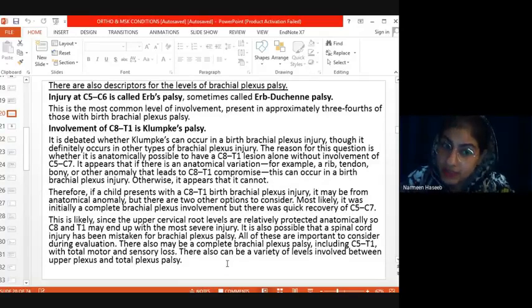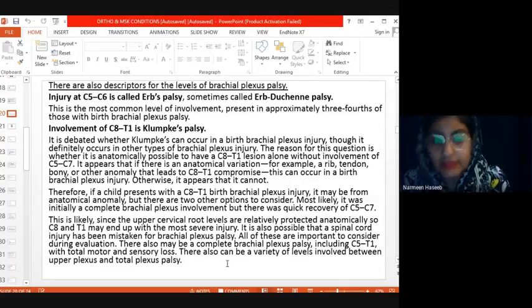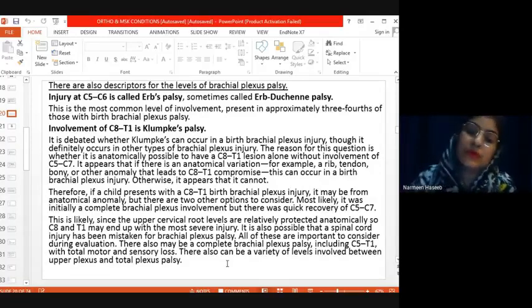Most likely, it was initially a complete brachial plexus involvement, but there was a quick recovery of C5 to C7. This is likely since the upper cervical root levels are relatively protected anatomically, so C8 and T1 may end up with more severe injury. It is also possible that a spinal cord injury has been mistaken for brachial plexus palsy. All of these are important to consider during evaluation. There also may be complete brachial plexus palsy, including C5 to T1, with total motor and sensory loss. There can also be a variety of levels involved between the upper plexus and the total plexus palsy.